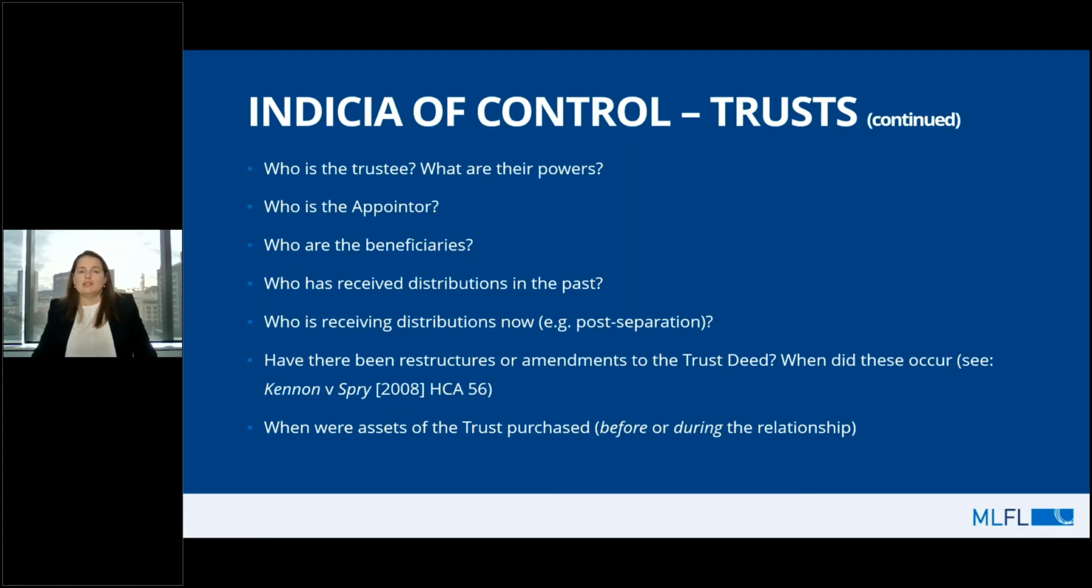When were the assets of the trust purchased? Are they historical? Are they recent? The best source of this information is the trust deed and any subsequent deed of amendment. And these are documents which we can obtain from accountants or our clients directly.